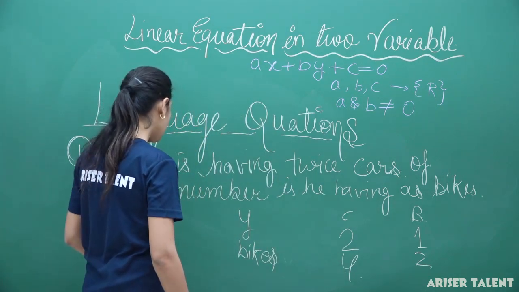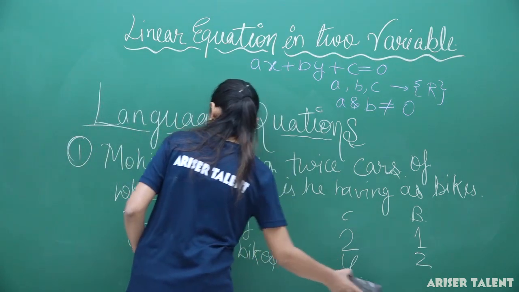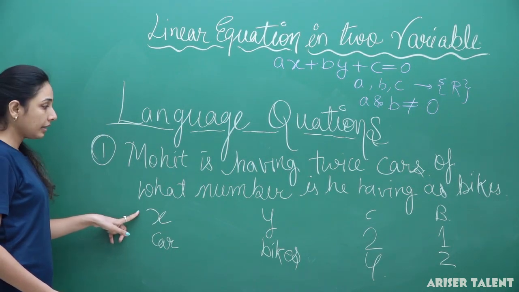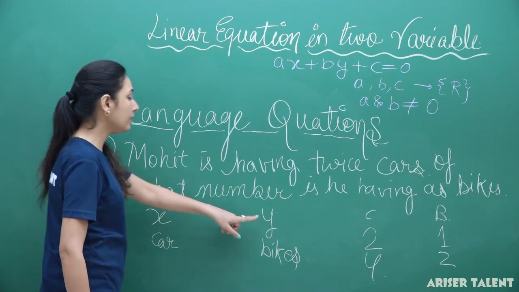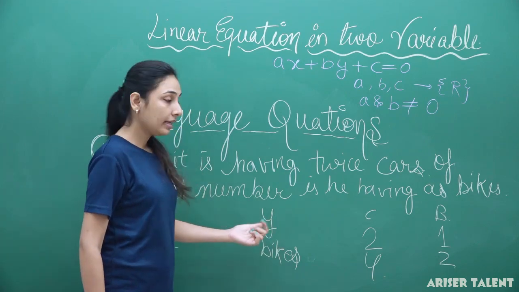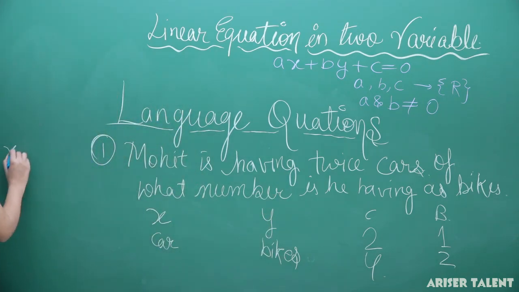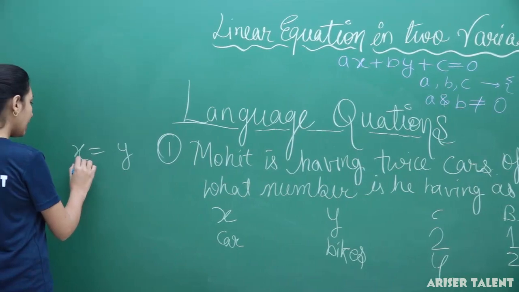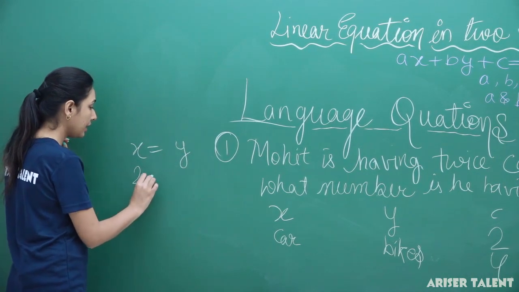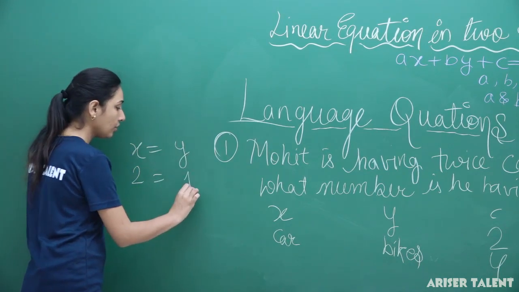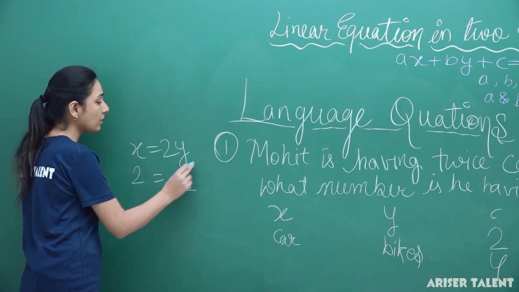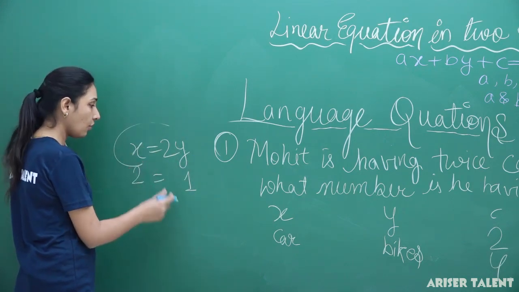Okay. That means if the number of cars is x and the number of bikes is y, then what will be the relation between x and y? Look how you are getting this x, y. You are getting x as 2 here and y as 1. So, this is basically twice of it. That means x equals 2y basically for all the values.